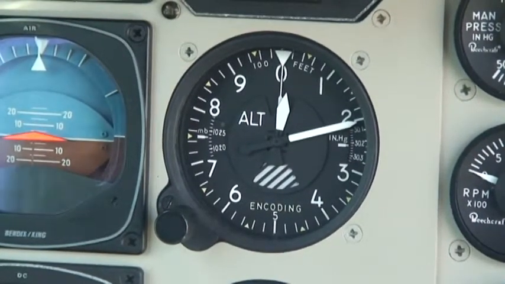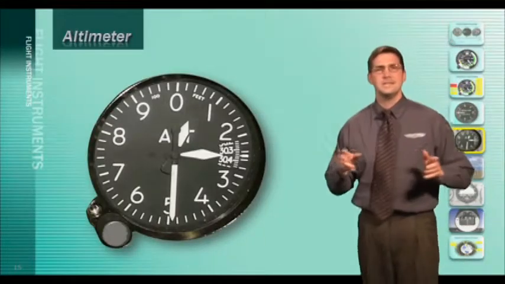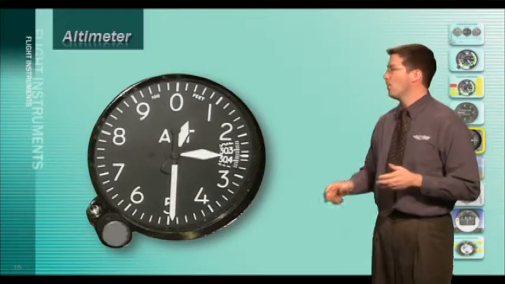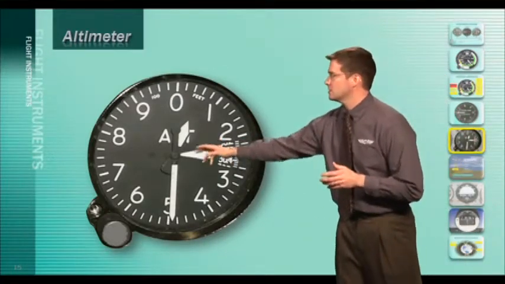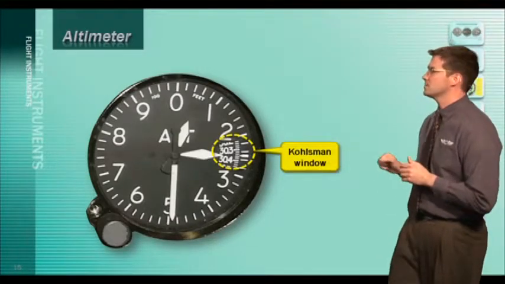Next, let's take a look at the altimeter. You can see an example shown right here. The altimeter indicates your height above mean sea level, also called MSL. Now, there are three pointers on the altimeter. You can see those shown right here, and there's a little cutout window right here. That's called the Kollsman window.